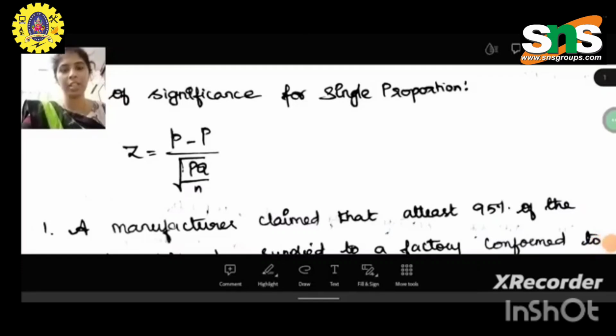The lecture series. Today we are going to see test of significance of single proportion. So far we have seen test of significance of single mean and test of significance of difference of means.